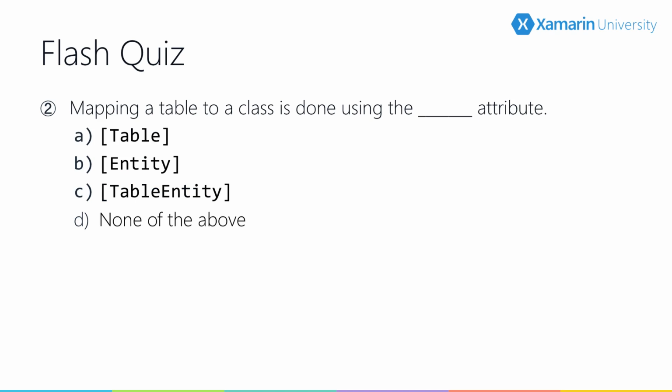Number 2, mapping a table to a class is done using which attribute? Is that A, the table attribute? Or is it B, the entity attribute? Or C, table entity attribute? Or D, none of the above?